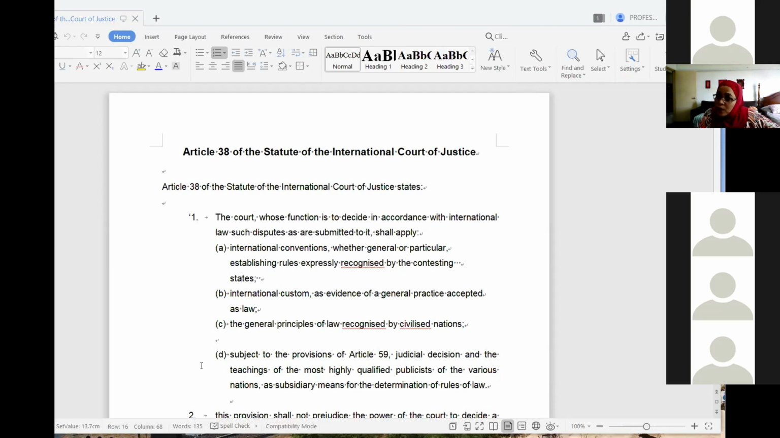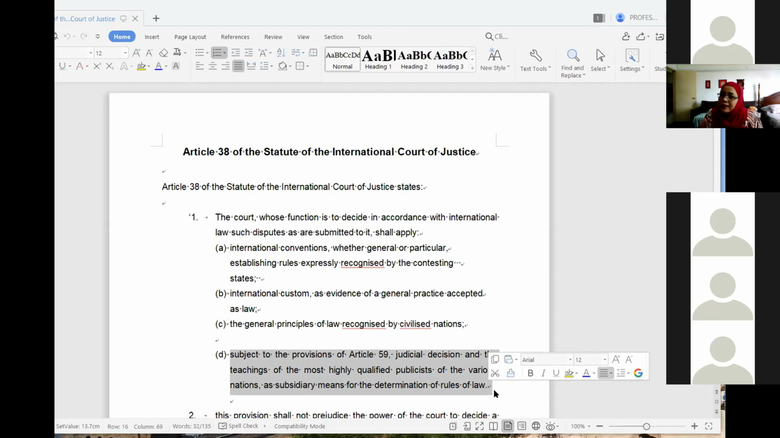So is there a hierarchy? Between A, B, C, and D, there is. Between A, B, and C, there is no hierarchy. Either one that is available or all three will become the primary source of international law. When it comes to D, it is secondary. There is no hierarchy in the secondary. Any one of these 4 in D will be considered a source of international law.